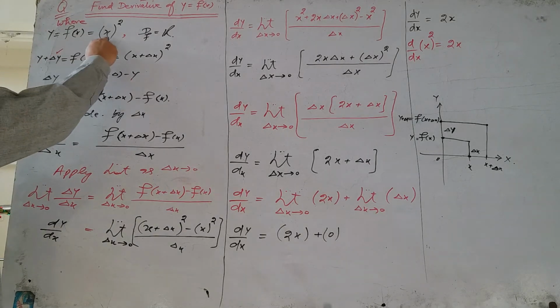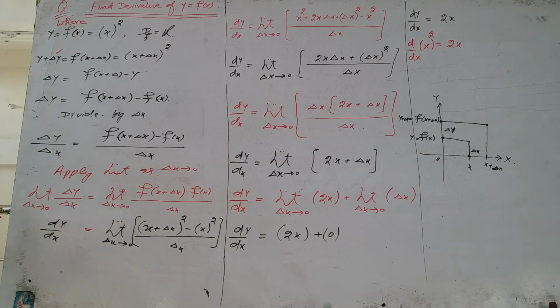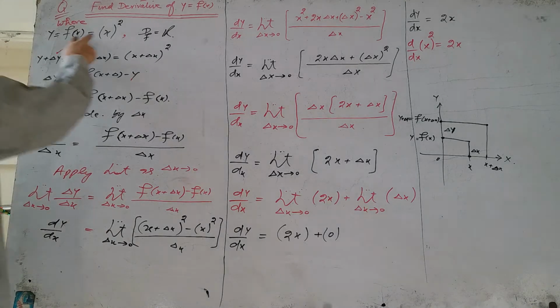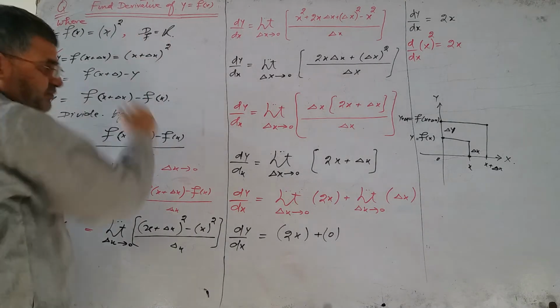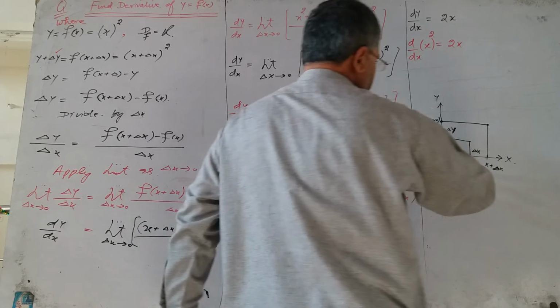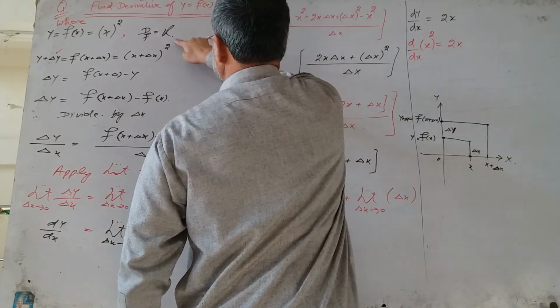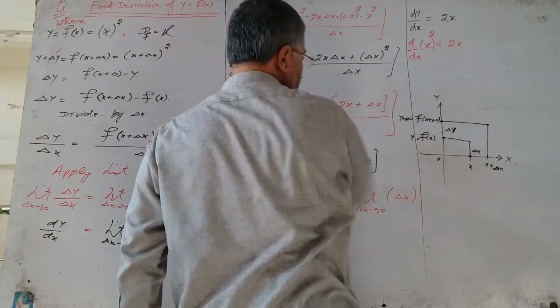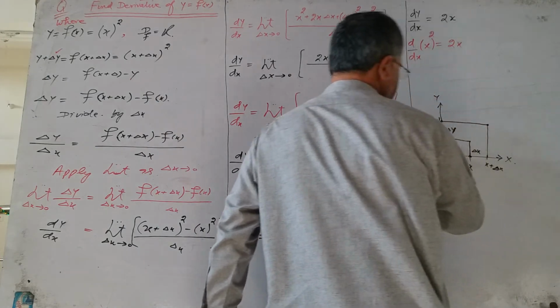Calculate the derivative of f of x equal to x squared with respect to x. The domain for this function is the set of real numbers. So this is a point of the domain set of the function f of x, where at this point the value of the function is f of x.